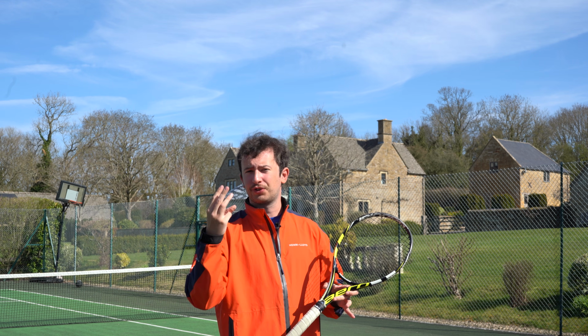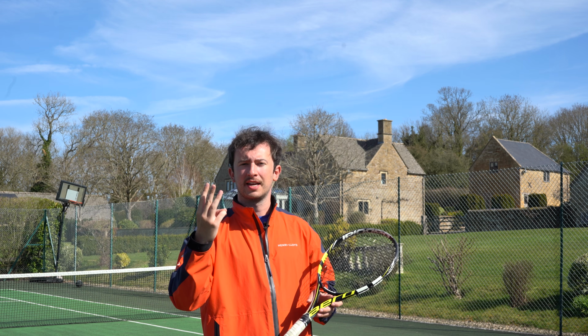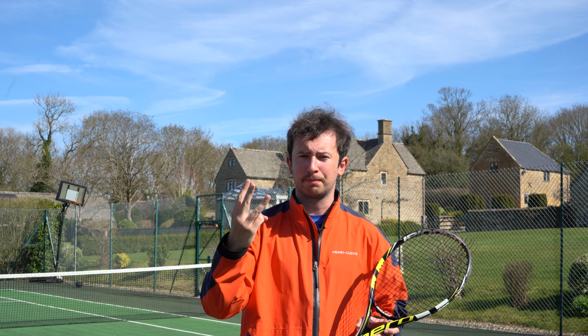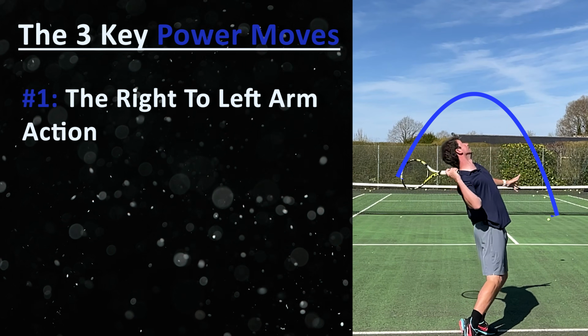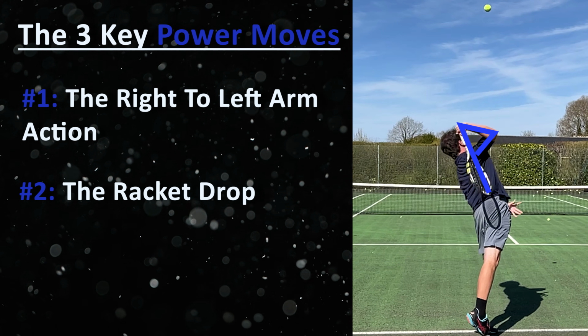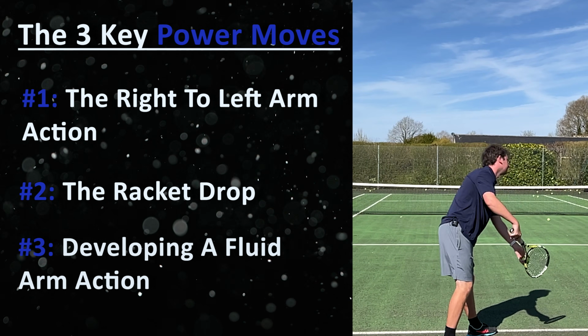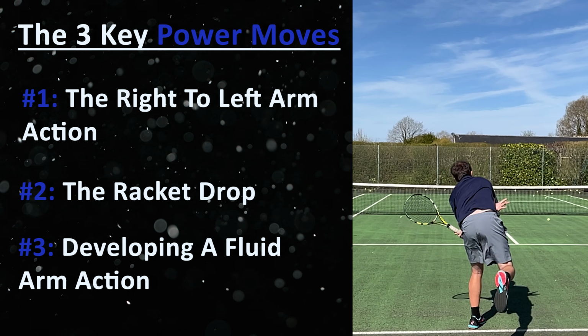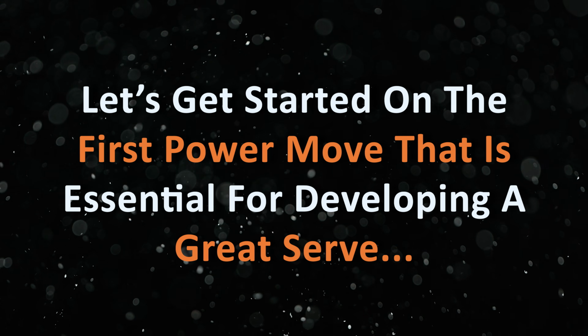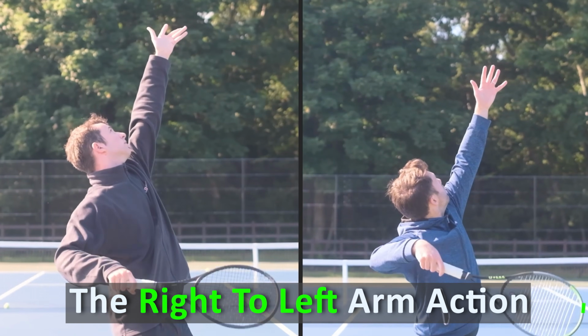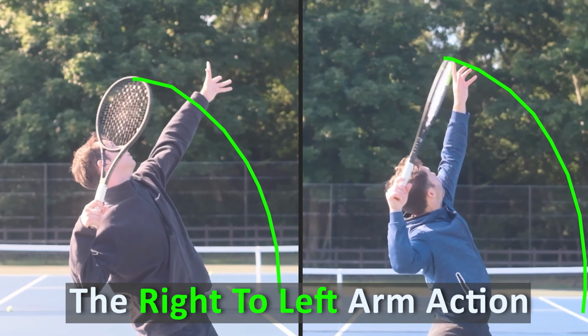So now that we have a good understanding of how power is generated on the serve, I'm now going to show you 3 key serve power moves that every single top server adopts, and those 3 moves are the right to left arm action, the racket drop position, and developing a fluid and continuous arm action. Let's get started on the first power move that is essential for developing a great serve, and that is the right to left arm action.